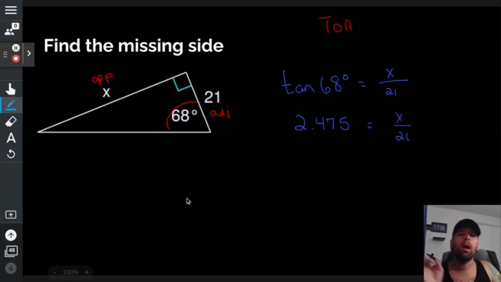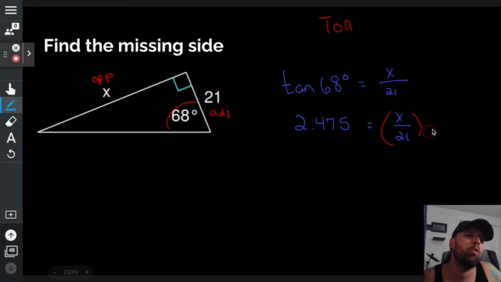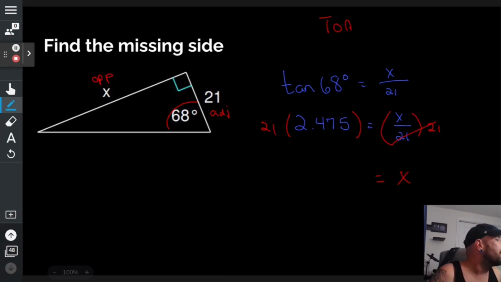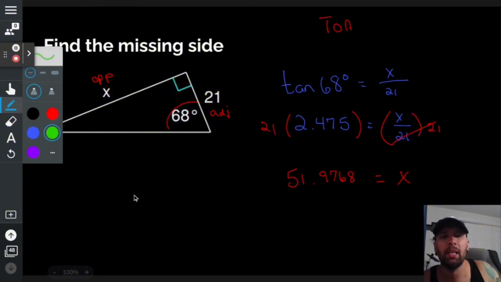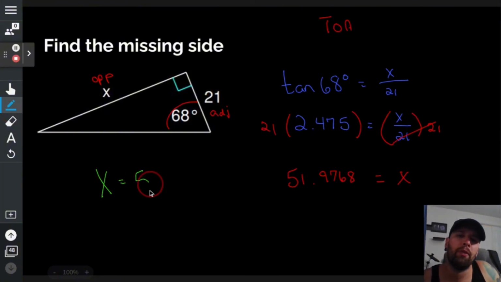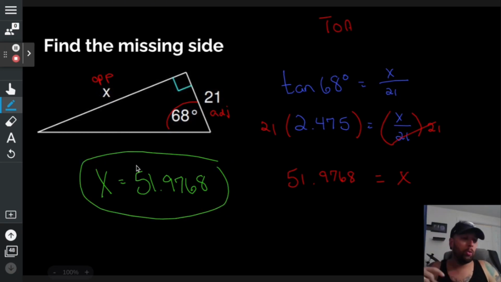Now, I'm not going to turn this into an over 1 because all I have to do in this case is multiply both sides by 21, and that's going to make life a lot easier. So you don't need a proportion. You could, but you don't need it. That gets x all by itself. And now I need to do 21 times that number. And 21 times that number is 51.9768. So let me write that out over here nice and big. X equals 51.9768.